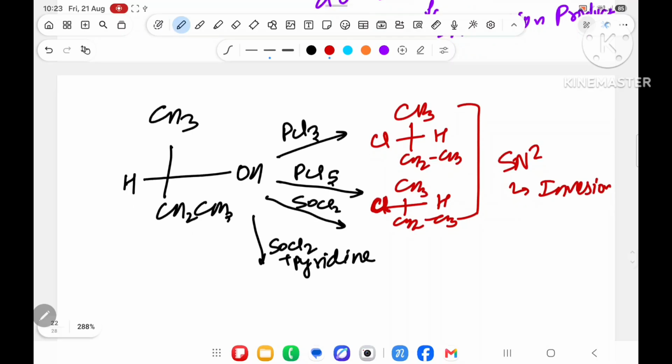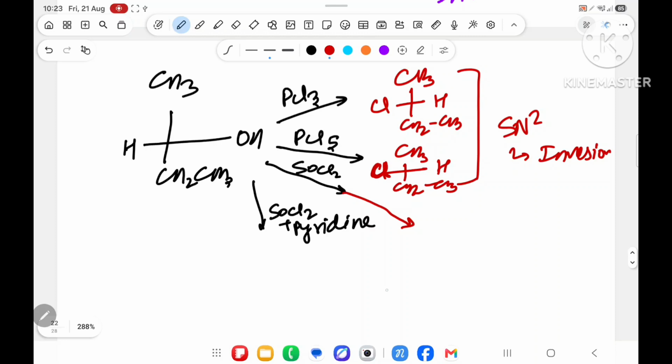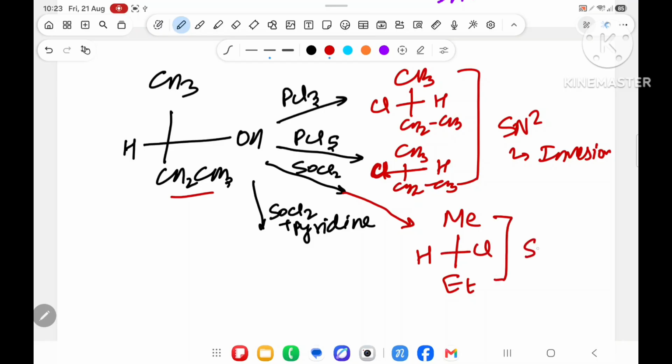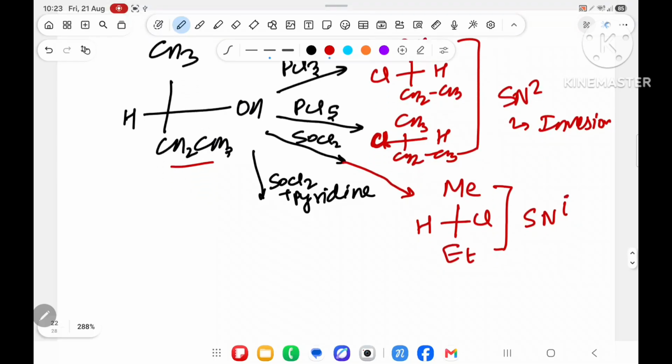Cl is here. Now for this SOCl2, it will do SNi. Me means CH3, over here Et, CH2CH3. Over here H, Cl will attack on the same side. Why? Because it will follow SNi, intramolecular.